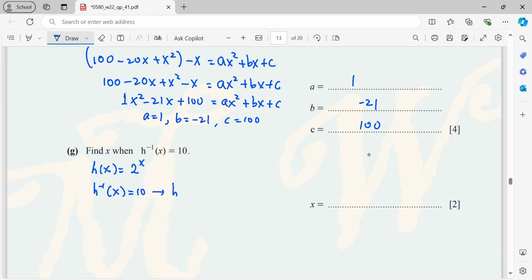Basically, h10 is x. You can use this method. So I will get 2 power 10, because hx is 2 power x. So 2 power 10 is x. Therefore, from here, x equals 1024. Okay, so this is how we get the x value. No need to get the h inverse because it will involve log. So this is the easy way to solve this question.